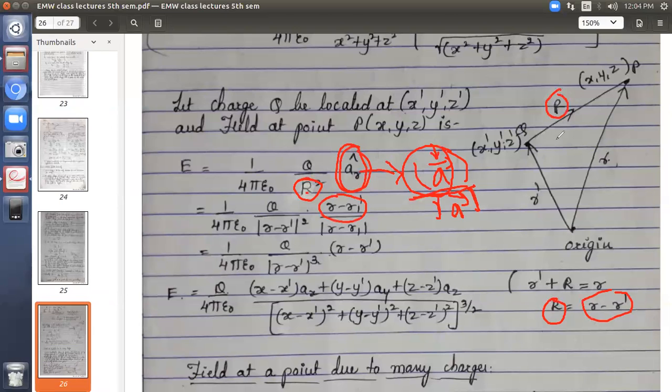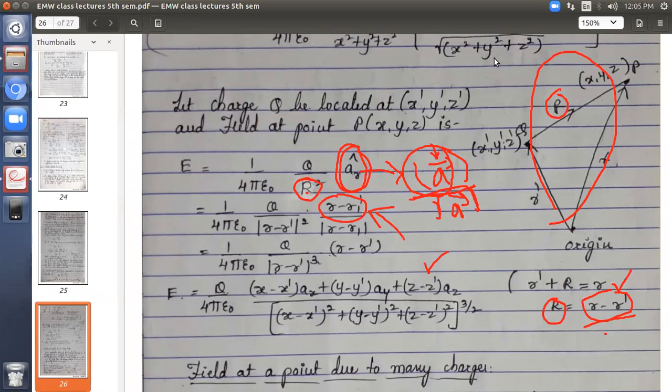How have we found the position vector? Using vector addition applied to this triangle. So take this in the numerator divided by its magnitude. That will give you the unit vector. I hope you understood till this.